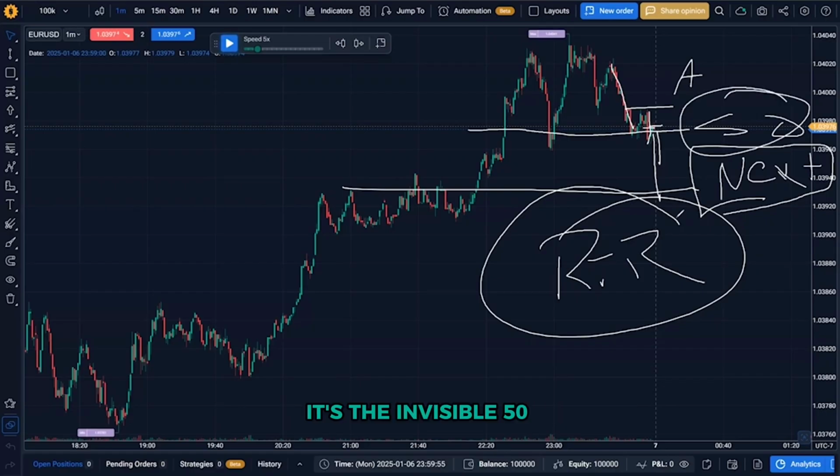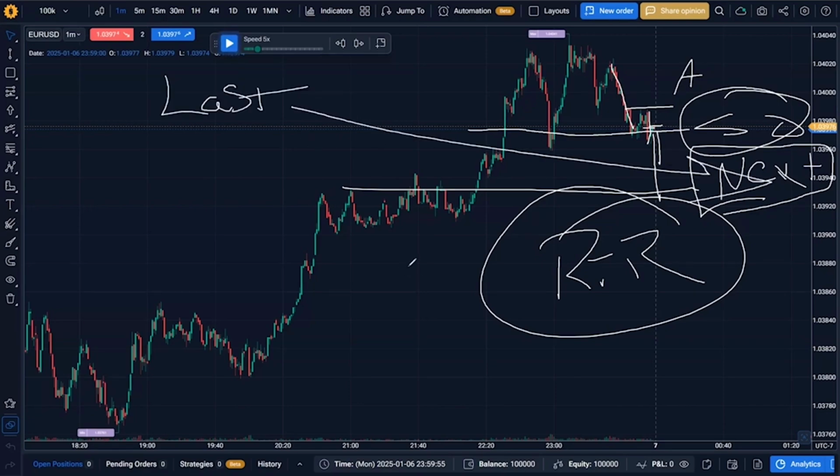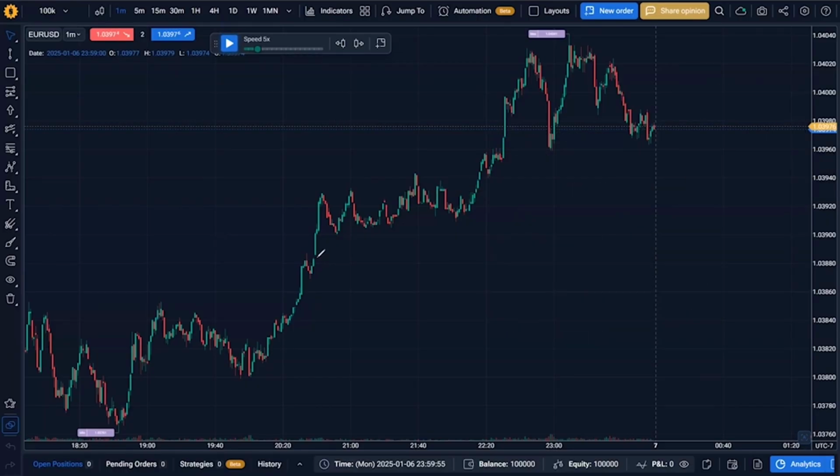It's the invisible 50. So you have to be able to see the last move before you can see the next move. And honestly, I didn't think we were going to spend a lot of time on the last move, but I guess that's where we're at.